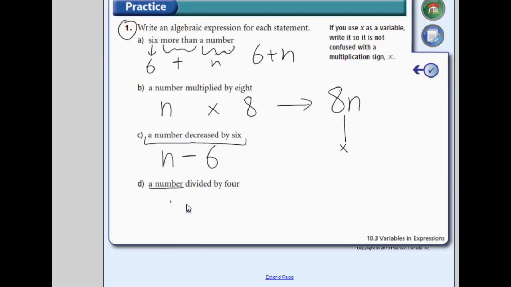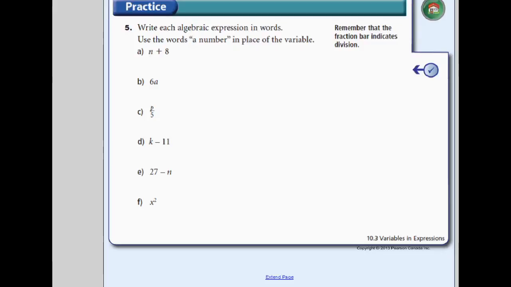The next one, a number, so n, in this case it's divided by 4. You can write it like that, n divided by 4, or n over 4. Either of those ones would be correct. And that gives you the answer to number 1. Let's move ahead to number 5.